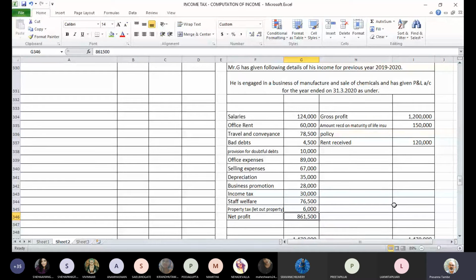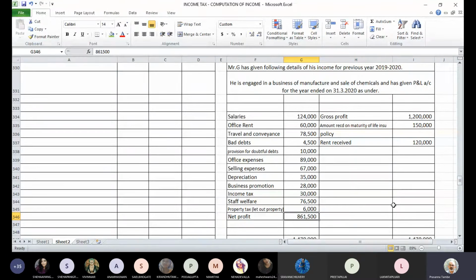If you look at the credit side of the P&L account, there are two sums other than the gross profit. One is the amount received on maturity of a life insurance policy. If you recall our discussion, there is section 10(10D), and it exempts any amount received as maturity proceeds under a life insurance policy. So this 1,50,000 is credited to P&L account, but it is actually eligible for exemption under section 10(10D). So it is not taxable. We'll have to see what we need to do with this.